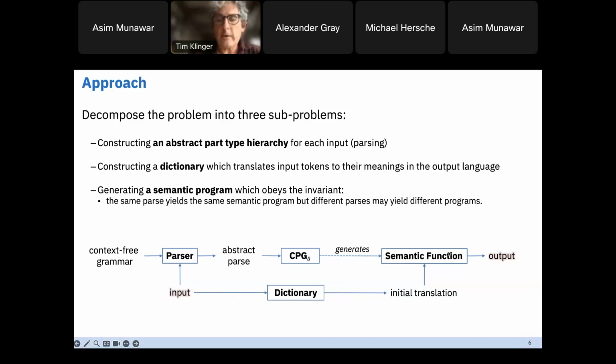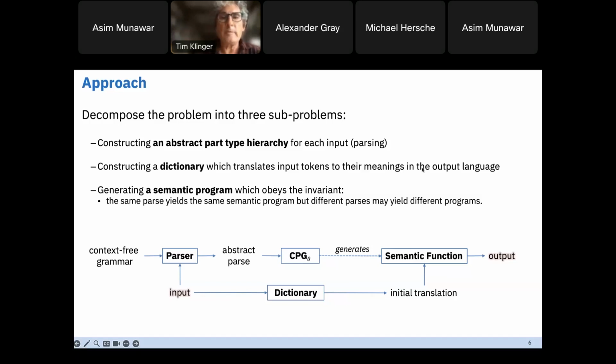And I'll show you how this implements the idea that I just presented. But these are the three main parts. In these parts, in some cases, we're learning the dictionary. In some cases, we're providing the dictionary. And we're providing the context-free grammar and generating the parser. So what's really being learned here is CPG theta. CPG stands for Compositional Program Generator. And obviously, it's called compositional because it's going to build up this semantic function compositionally. And I'll describe how that works in the next slides.